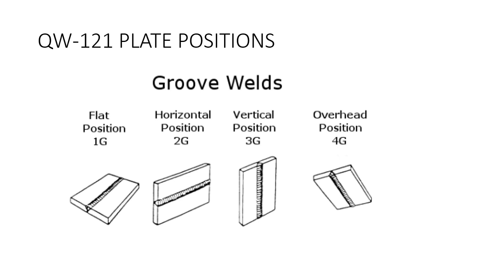So here you see we've got the flat position, which is 1G, 1 groove. Horizontal position is 2G. Vertical position, if we're welding either vertical up or vertical down, it's 3G. And then we've got the overhead position, which is 4G.